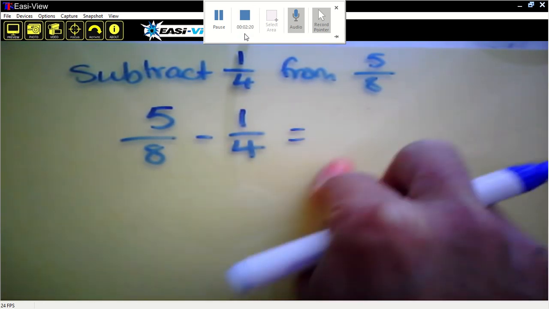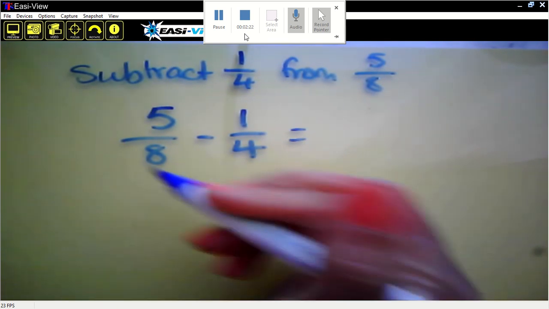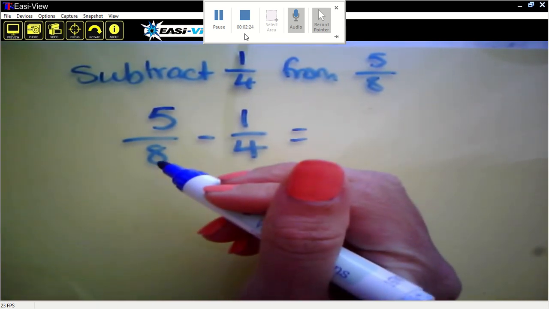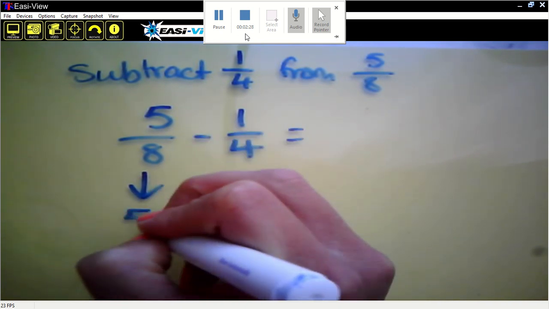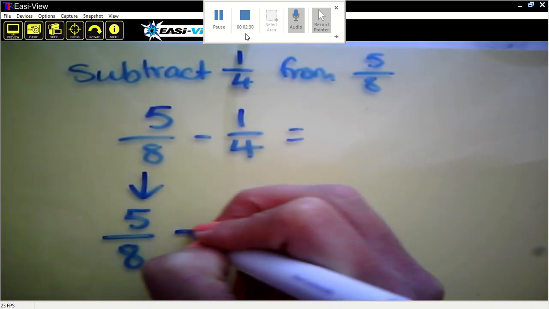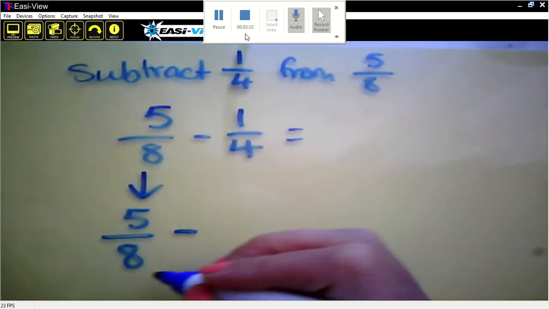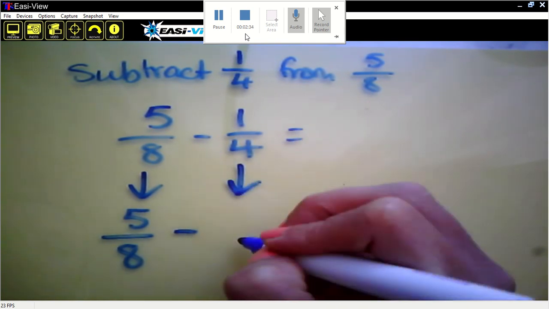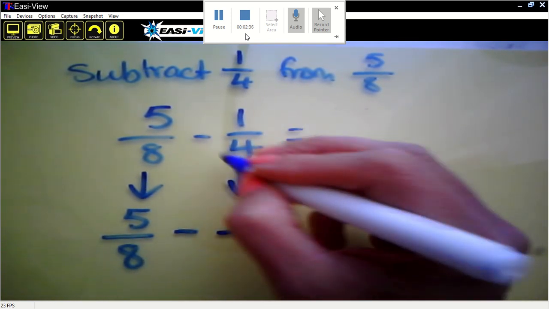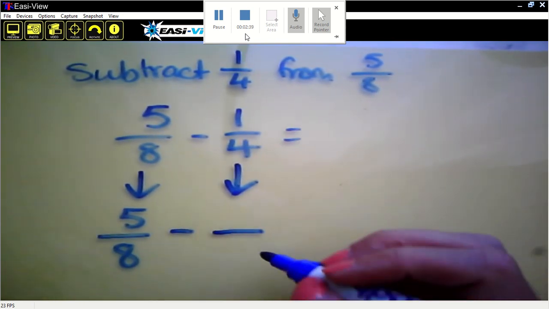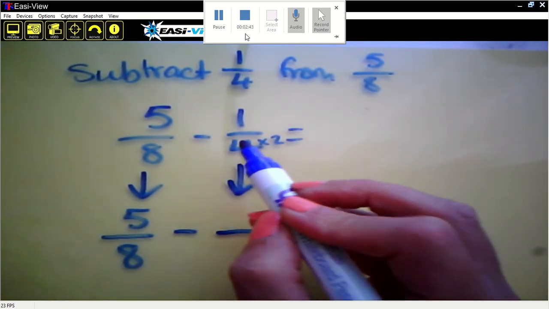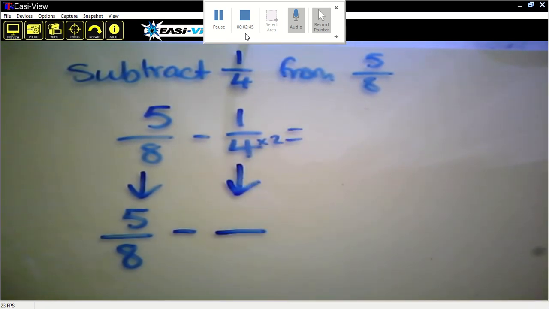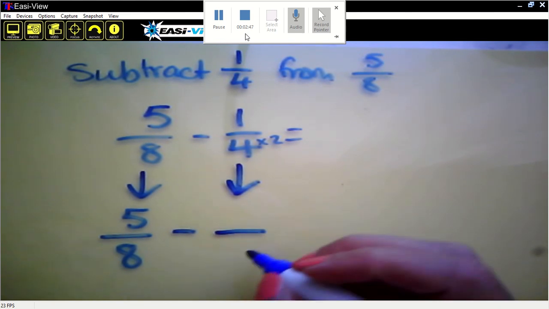So what we do is we find our common denominator. We're going to work in 8ths. 8's a multiple of 4. So we're going to pull this down. This is going to stay as 5/8. And this time we're going to change our quarter into 8ths. So what do we do to this number 4 here to turn it into an 8? We multiply it by 2. So for every 1/4, we know that there's going to be 2 8ths. That's what it means when we say multiply it by 2.